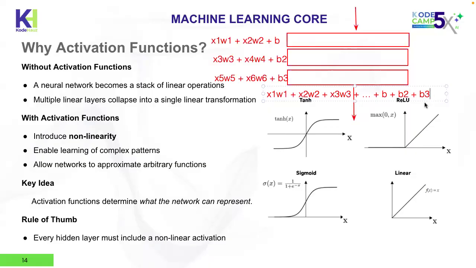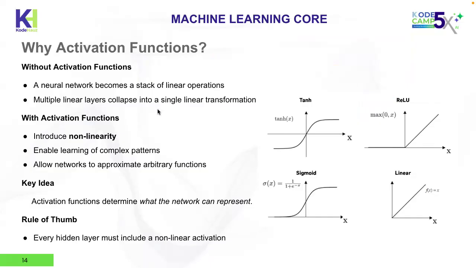It needs to be non-linear for it to be able to solve complex problems because complex problems are non-linear. So that is why we have activation functions. I just needed to explain that in case, okay, why? That's what I'm saying is basically what we have here. Multiple linear layers will collapse into a single linear transformation if you do not have activation functions.